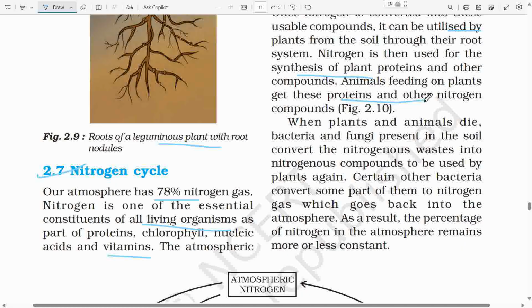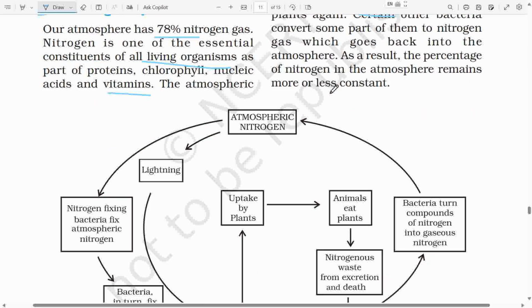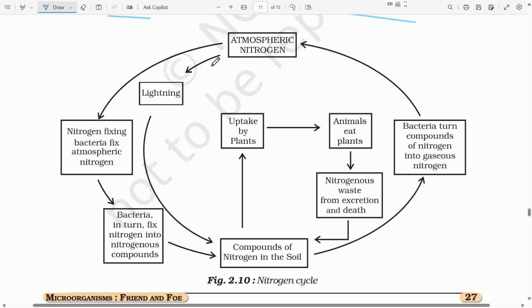Nitrogen is then used for the synthesis of plant proteins and other compounds. Animals feeding on plants get these proteins and other nitrogen compounds, as shown in figure 2.10. When plants and animals die, bacteria and fungi present in the soil convert the nitrogenous wastes into nitrogenous compounds to be used by plants again. Certain other bacteria convert some part of them to nitrogen gas, which goes back into the atmosphere. As a result, the percentage of nitrogen in the atmosphere remains more or less constant. Figure 2.10 shows a nitrogen cycle.